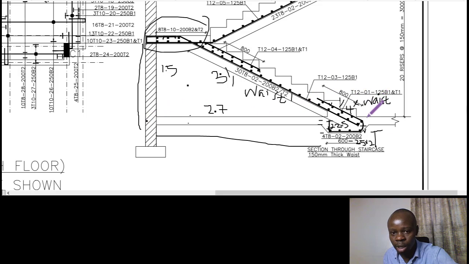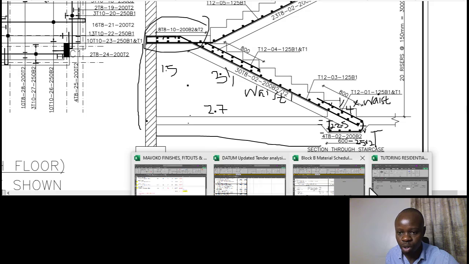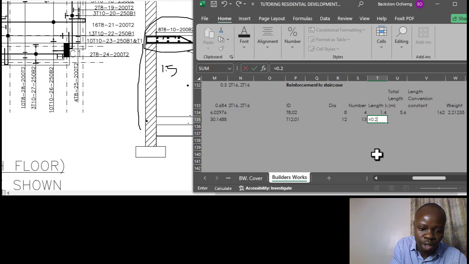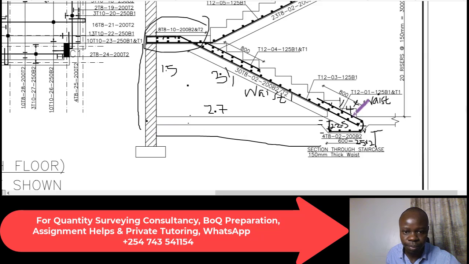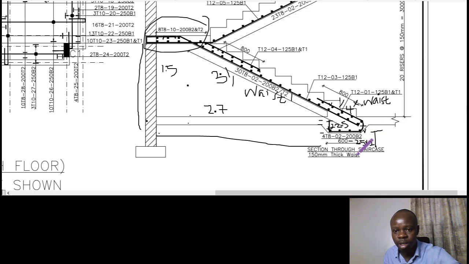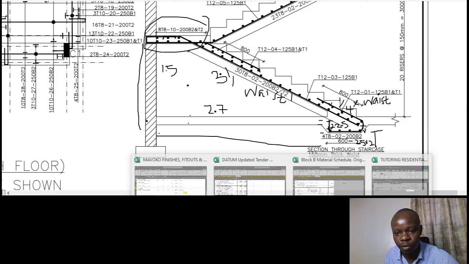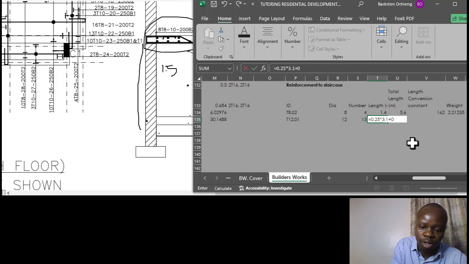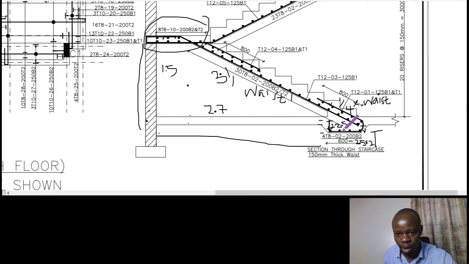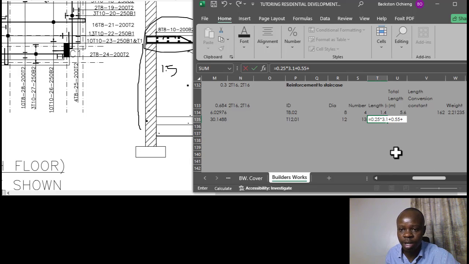We are going to start with a quarter of the waist. Waist is 3.1. So we take 0.25 times 3.1, and then we add to it 600 minus 50, which basically gives us 550. So that is 0.55, then plus, here we've said it's going to be half of the slab plus 150, that is 225. That is giving us 0.225.